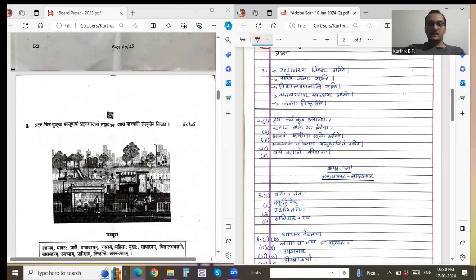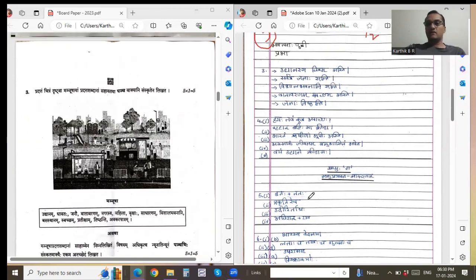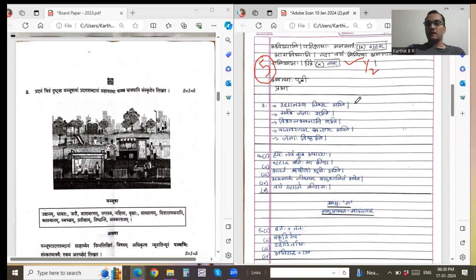Udyanasya chitram asti. This is a chitram of a garden or a park. No mistake grammatically, 1 mark. Sarvatra janaha santi. There are people everywhere. Grammatically correct. So 1 mark. Vishala bhavanani santi. Correct. 1 mark. Vatavaranam swachham asti. There is no mistake in the sentence. 1 mark. Janaha tishtanti. People are standing.